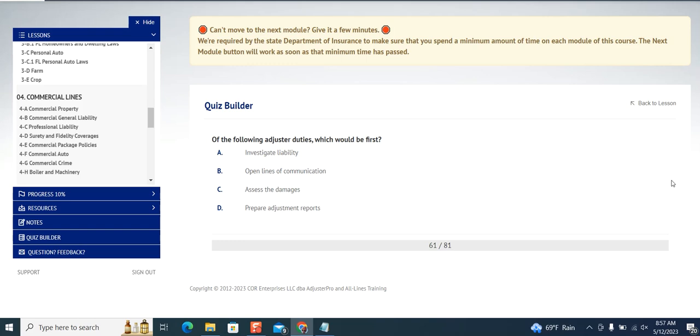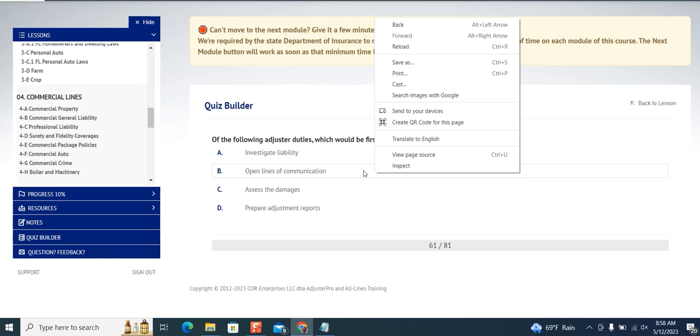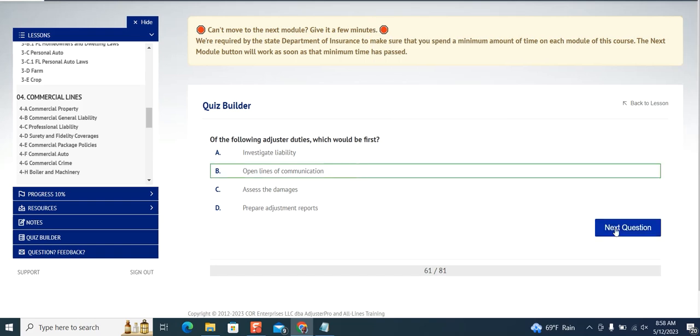Of the following adjuster duties, which would be first? Investigation, open lines of communication, assess the damage, prepare adjustment reports. Okay, so B got to be first. You open a line of communication with the insurer first, then you would assess the damages, then you would investigate it. That one's first. That's all we need to know.